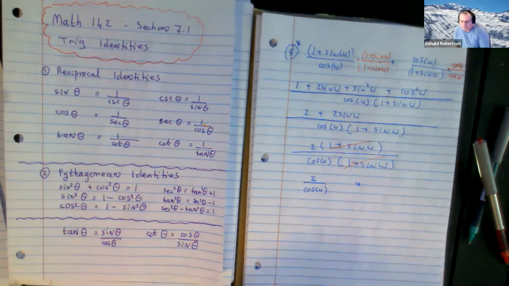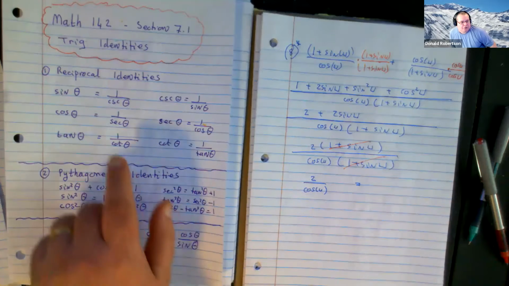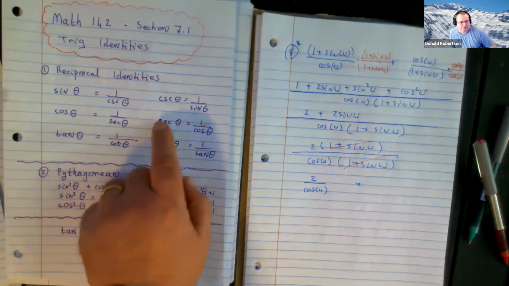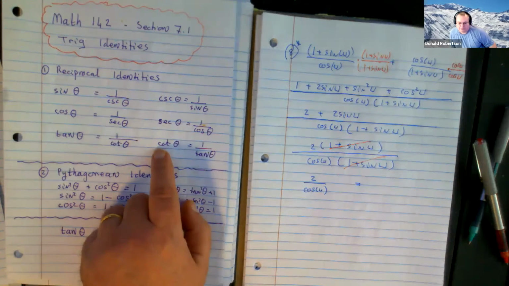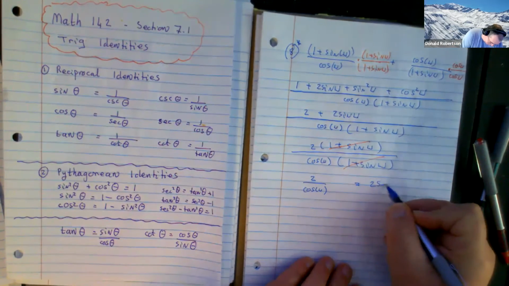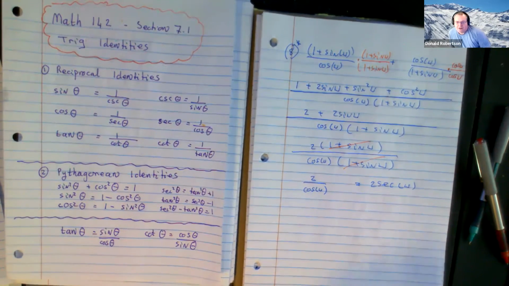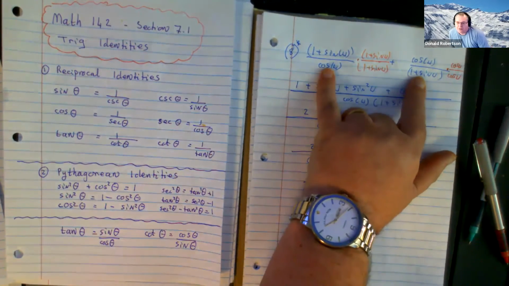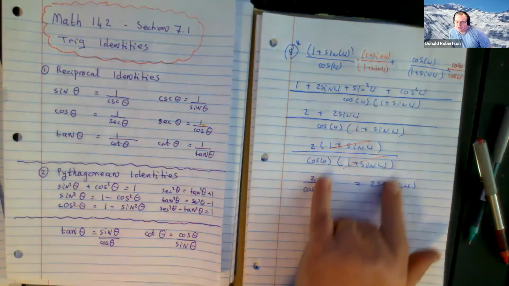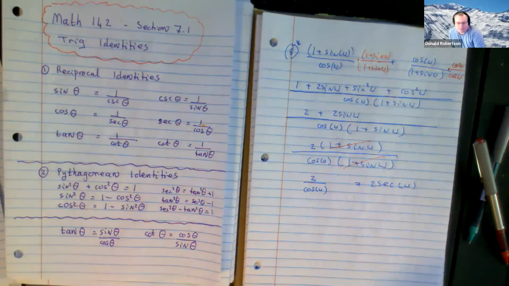But remember the rule, we don't like fractions. So 2 over cosine becomes 2 secant u. So that original one, look how messy that was. Look how elegant it ends up being.